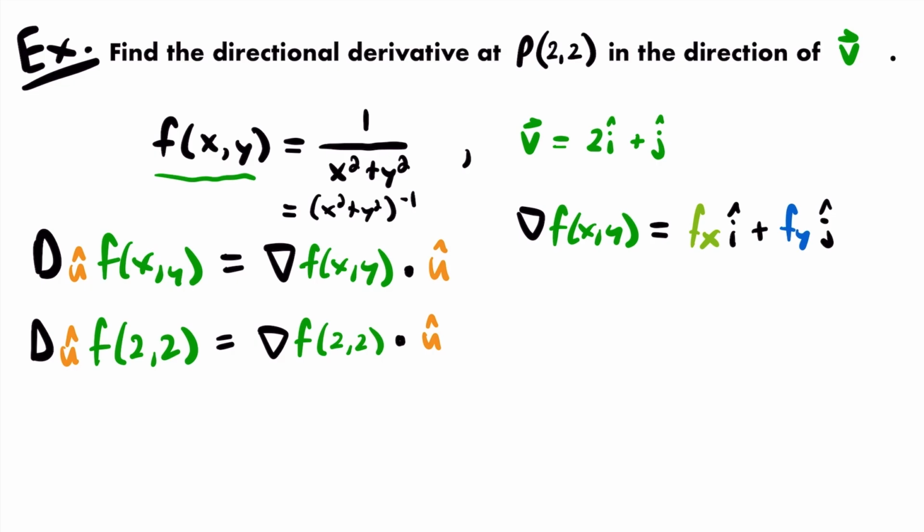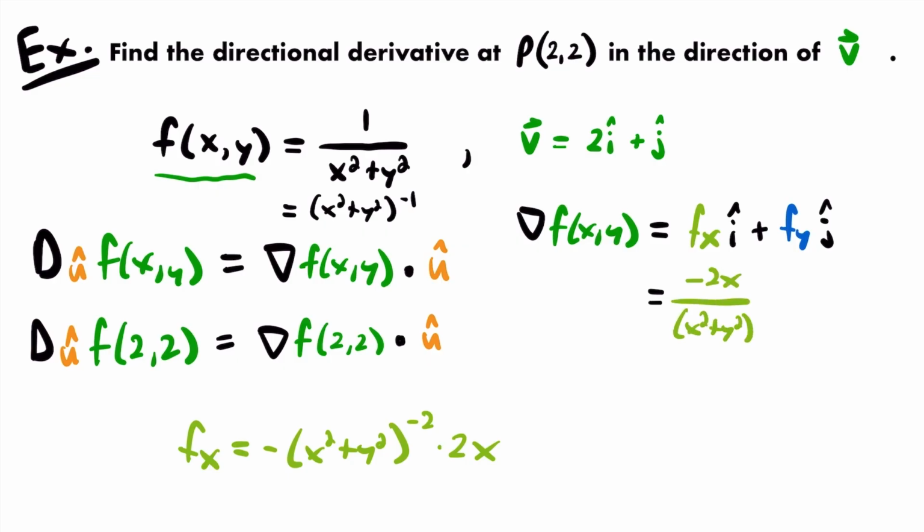So doing this work on the side, fx is equal to negative x squared plus y squared to the power of negative 2 multiplied by the derivative of the inside function, and the derivative of x squared is 2x, and the derivative of y squared is 0. So you're just multiplying by 2x. Okay, and so I'm going to simplify this, but put it right into my gradient vector. So this will be equal to fx, which will be negative 2x divided by x squared plus y squared squared.